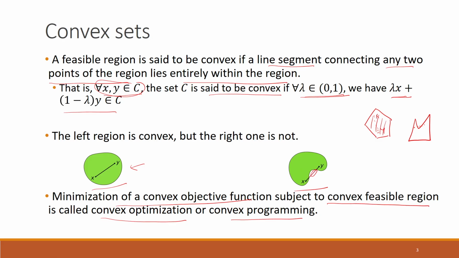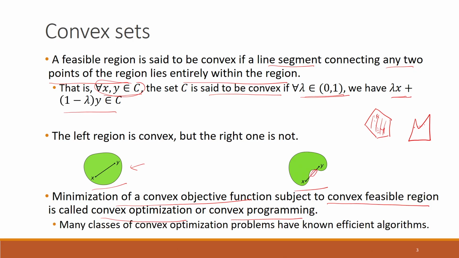So convex optimization problems usually have very efficient algorithms to solve them. Linear programming is one class of this convex optimization or convex programming. It is the simplest instance of the convex program, but every convex program need not be a linear program. So there are some non-linear programs also which are convex programs. Okay, so this is saying the same thing.